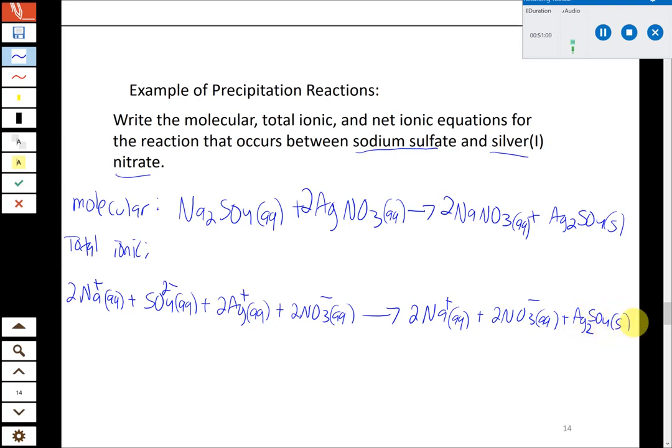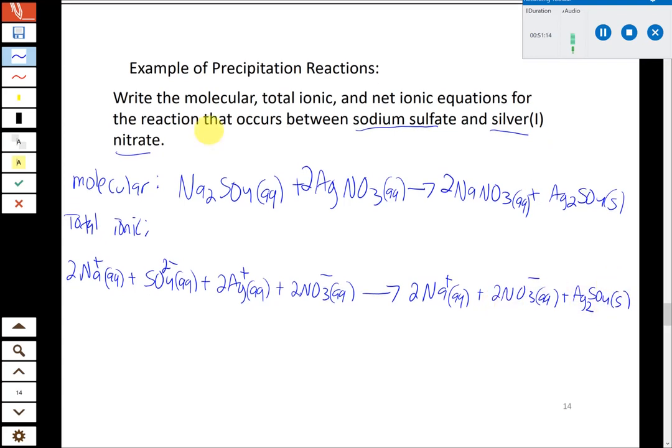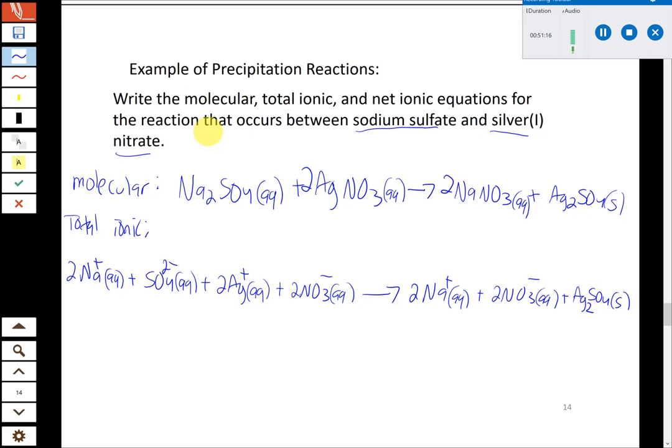All right, so very similar to the last problem, just different combinations of reactants and products, but once again, we're going to separate all the reactants into ions because they are soluble ionic compounds. On the product side, only the sodium nitrate, which is soluble, is separated, and the silver sulfate remains as a solid. And then to get the net ionic equation, we just need to take out the spectator ions, the ones that are on both sides of the arrow. And so we see that we have 2 Na+, one on each side, one on the left, one on the right.